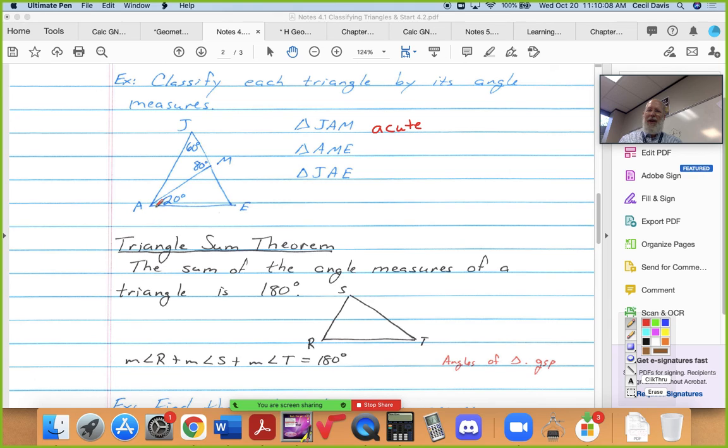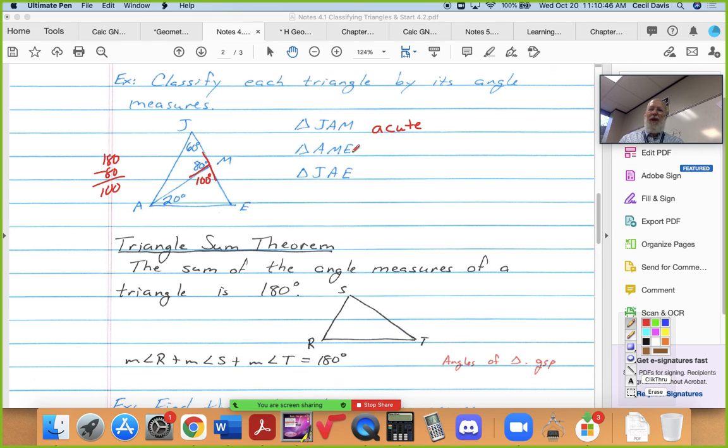All right, let's look at triangle AME. Well, the only one they've given us here is this 20. Can we find the measure of this angle right here? Yeah, how? 180 minus 80. Yes, why? Because it's a straight line. Because they're what? They are a linear pair. Remember when I promised you that linear pairs were never going to go away? They keep showing up. So if I do 180 minus 80, I get that this is 100.